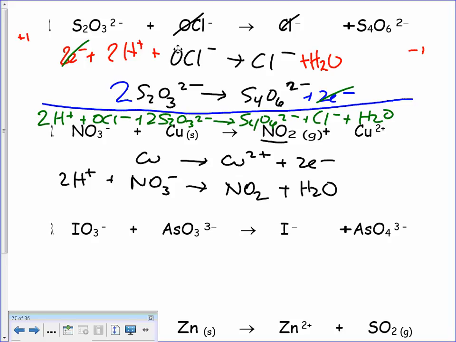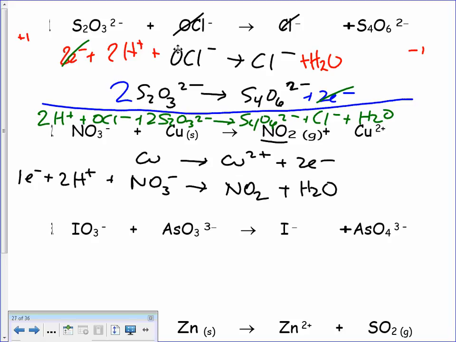Net charge on this side: plus 1, because it's a 2 plus and a negative 1, so it's a plus 1 charge, and a 0 charge. So who gets electrons? The reactant. How many? 1 electron here, because I had a 1 plus, so that brings it down to 0.